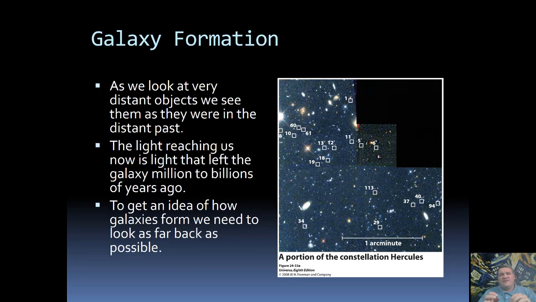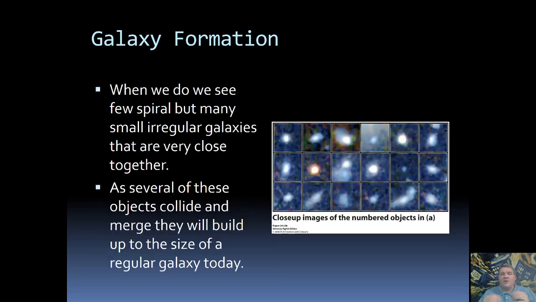If we want to get an idea of how galaxies actually formed, we're going to have to look at very, very distant objects. The idea is that the farther away we look, the farther back in time we are looking. So if we want to get to the early universe where galaxies are still forming, we have to look at very, very distant objects. And when we do, we don't actually see spirals and ellipticals like we do today. Instead, we see many small, dwarf, irregular galaxies that are relatively close together. We believe that several of these things merge together in time, and that then builds them larger into the size of the galaxies we see today.